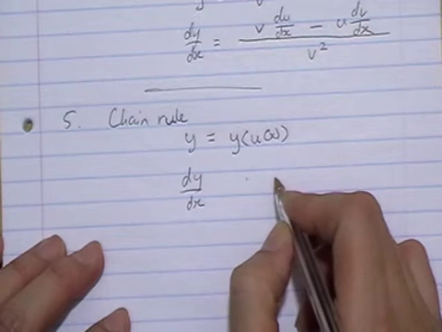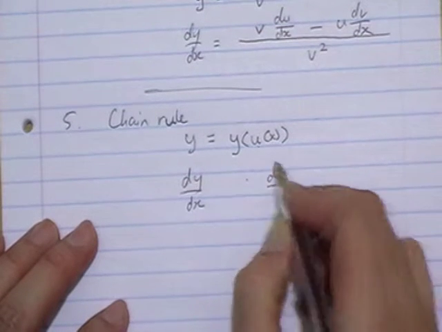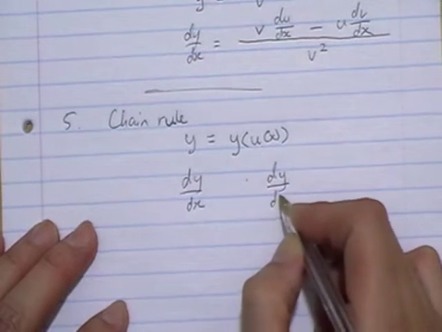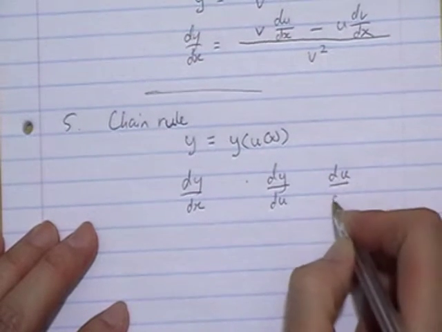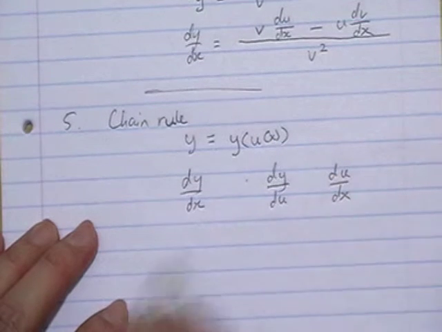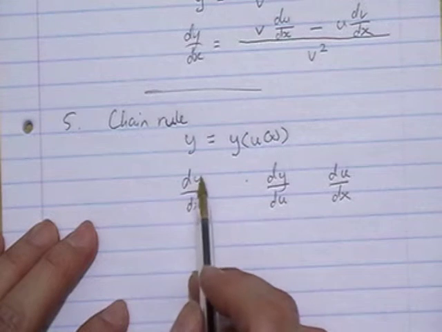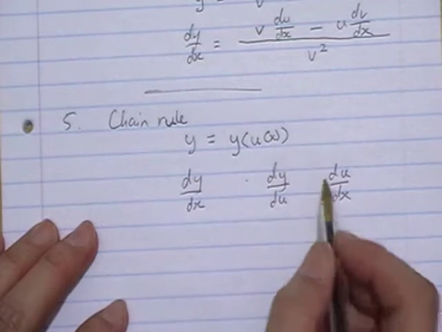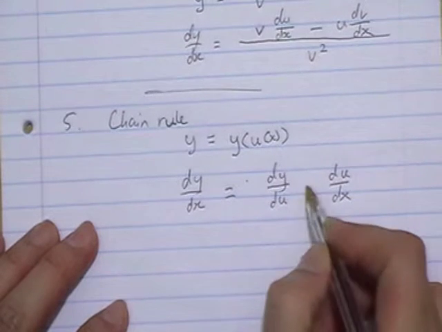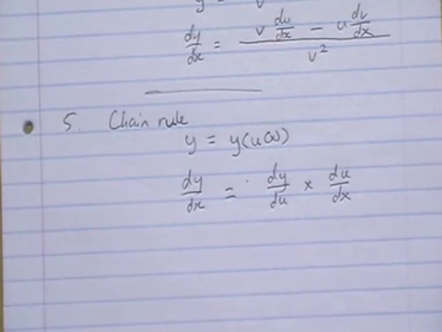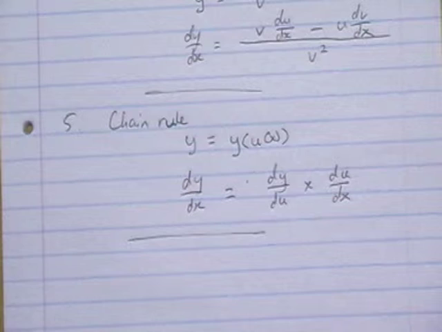Suppose that we know how to differentiate y with respect to its variable u, and suppose that we know how to differentiate u with respect to its variable x. The chain rule tells us how to then find dy dx for the composite function, and the answer is simply dy du times du dx. Okay, this is the last one that I want to prove. So let's start.